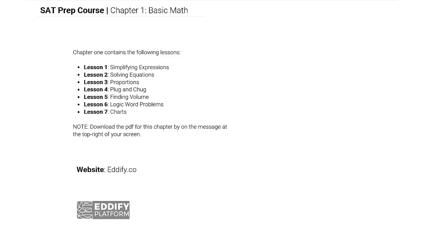This is Chapter 1, Basic Math. In this chapter, we'll be covering 7 lessons. Lesson 1, Simplifying Expressions. Lesson 2, Solving Equations. Lesson 3, Proportions. Lesson 4, Plug and Chug. Lesson 5, Finding Volume. Lesson 6, Logic Word Problems. And last but not least, Answering Questions Given Charts.